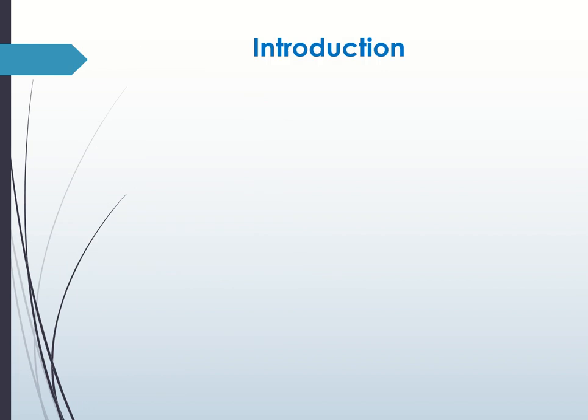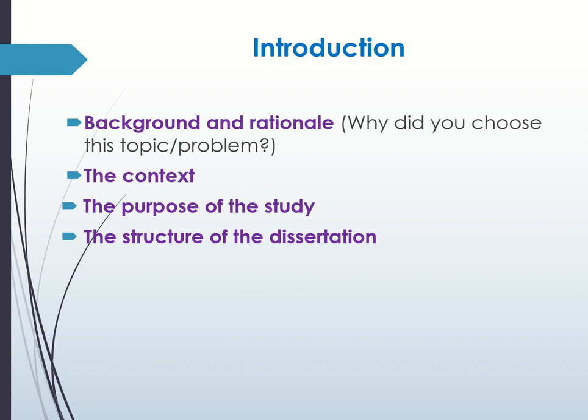So the first chapter is introduction, in which you need to introduce the background and rationale of your study. In other words, why you decided to research this particular topic, problem, or issue. Of course, you need to also consider the context. By context, I mean not only the geographical location, but also some important contextual details. For example, if you are conducting a study in a high school in China, you probably need to discuss Chinese educational system focusing on high schools.